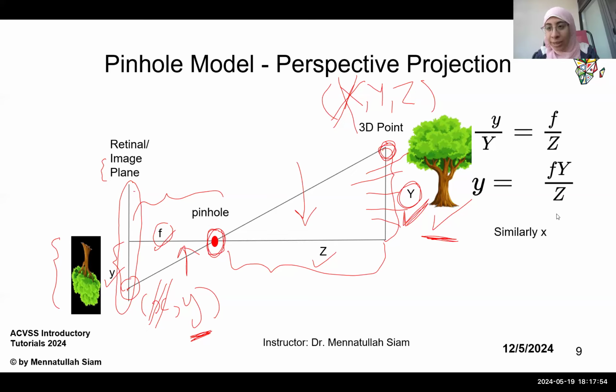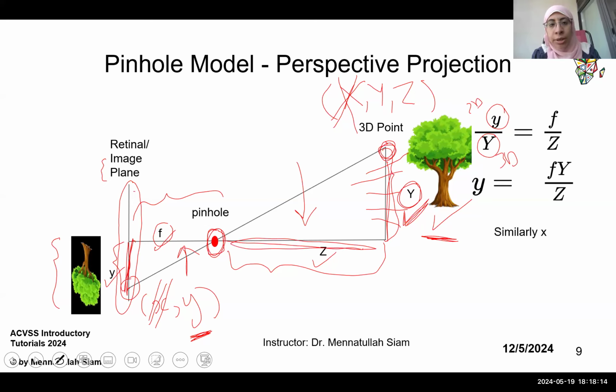So this similarity we can represent through the ratio. Thank you. So we can have the Y over the 3D version of the Y. So this is the 2D one and this is the 3D. This ratio, this part over this part, because of similar triangles, becomes equal to this side over this side. So this is the focal length over the depth.